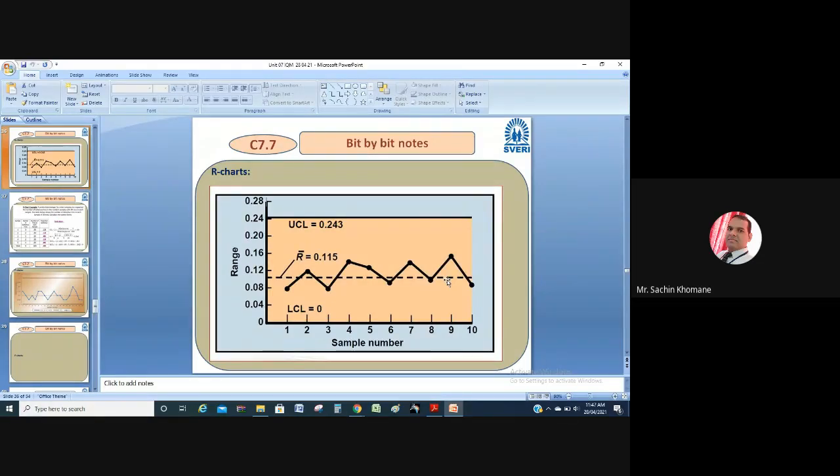That is very simple, right? So only 3 things you have to calculate: R bar, UCL, LCL. If you know this, easily you can calculate your graph. So range versus sample number calculation has been done.